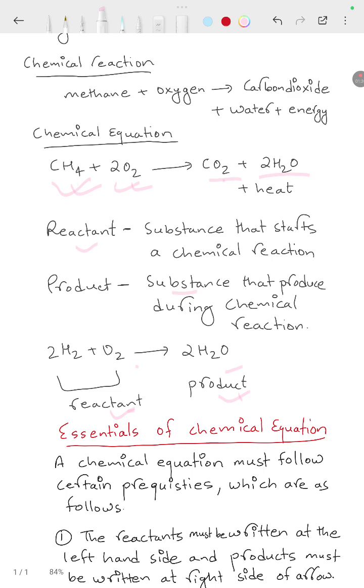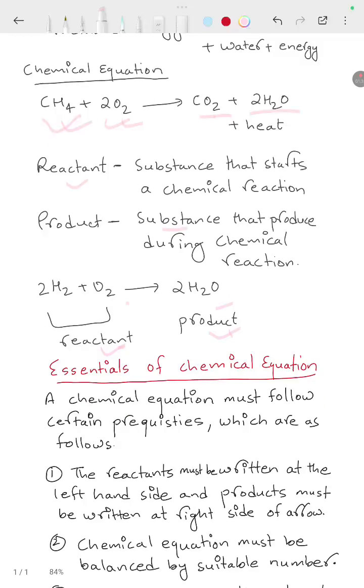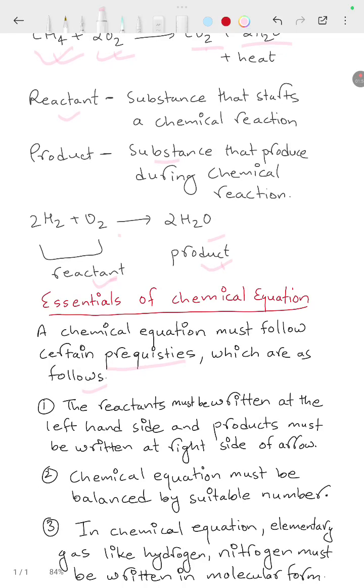What are the essentials of a chemical equation? A chemical equation must follow certain prerequisites, which are as follows. For proper representation of a chemical reaction, there are some essentials for a chemical equation. First, the reactants must be written on the left-hand side, and the products must be written on the right side of the arrow.